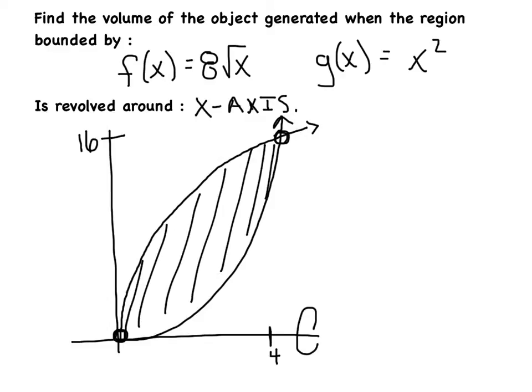So I'm going to identify my axis of rotation. I'm going to draw the best rectangular slice that I can. You notice that there is a gap between the slice and the axis of rotation right here, so we've identified it as a washer.